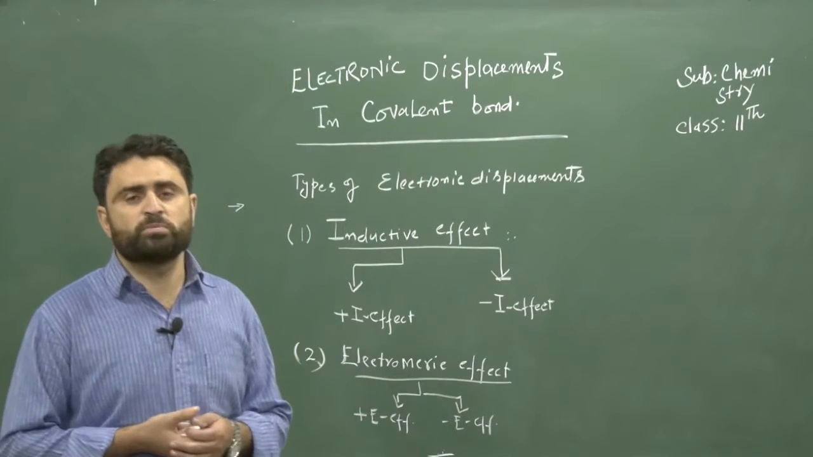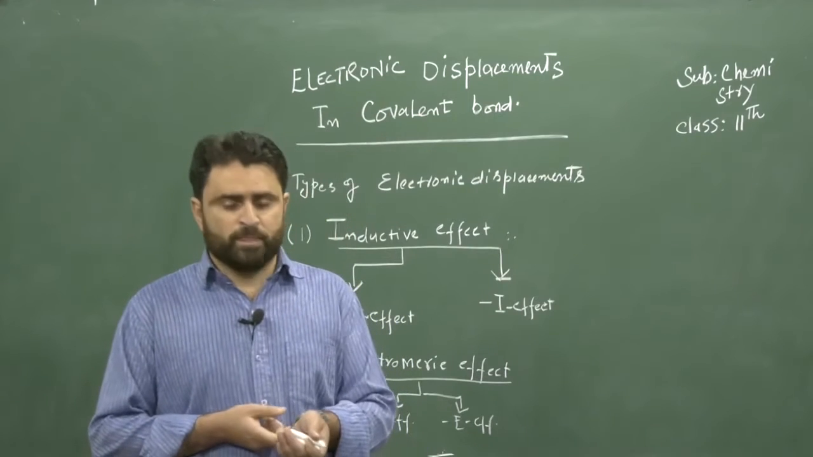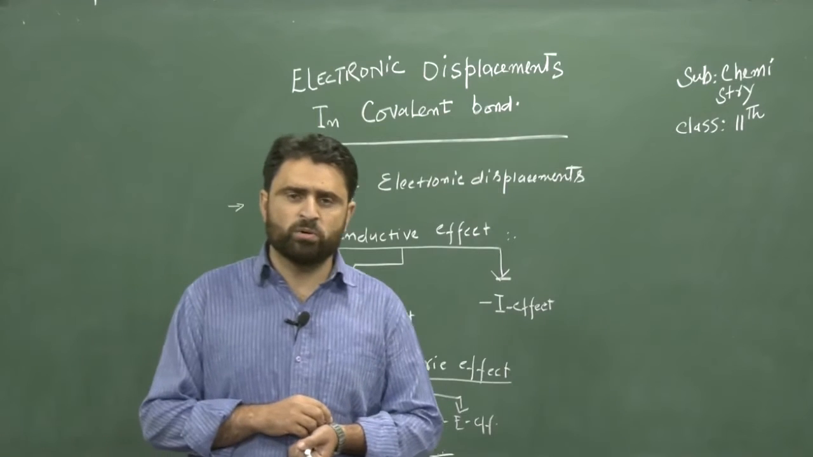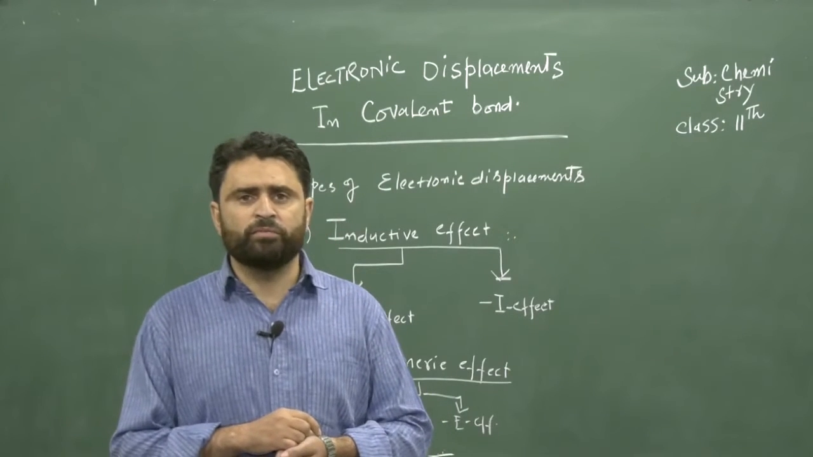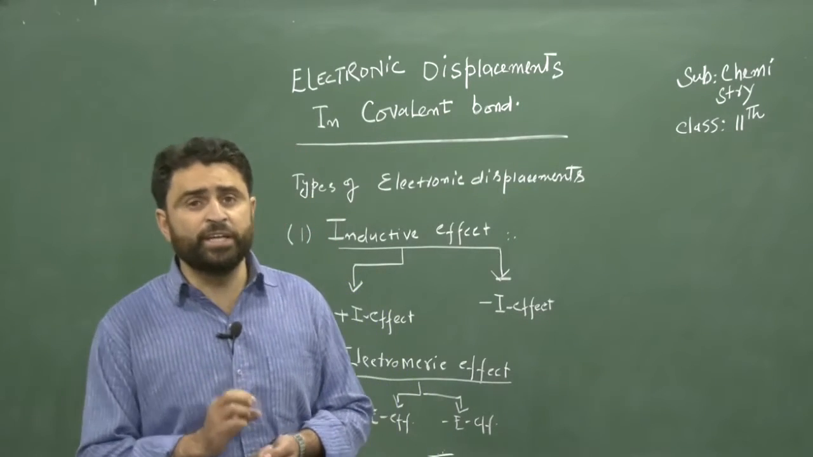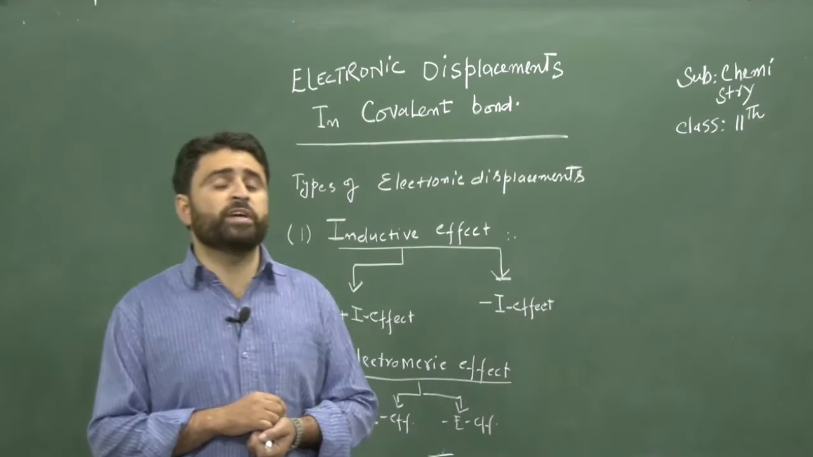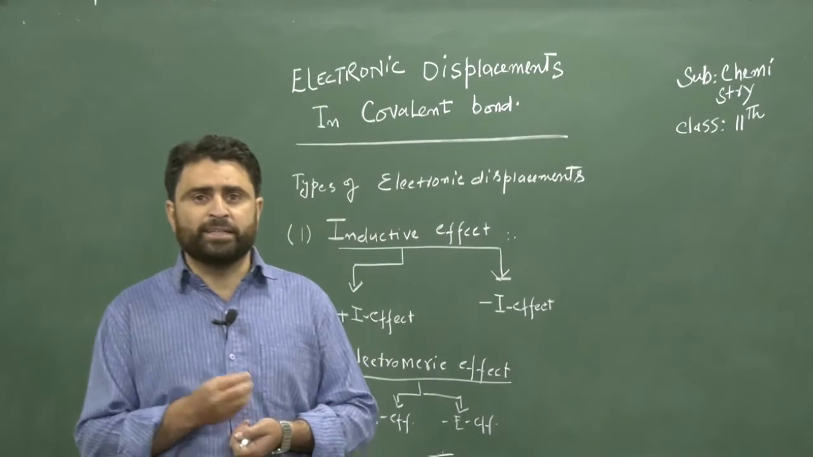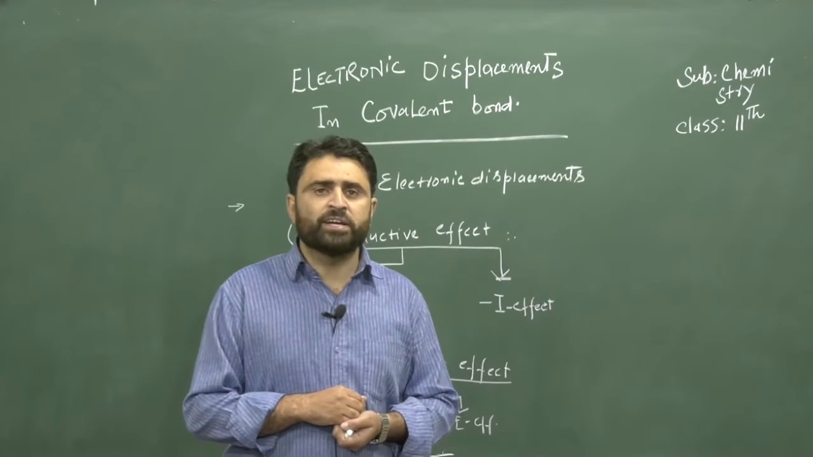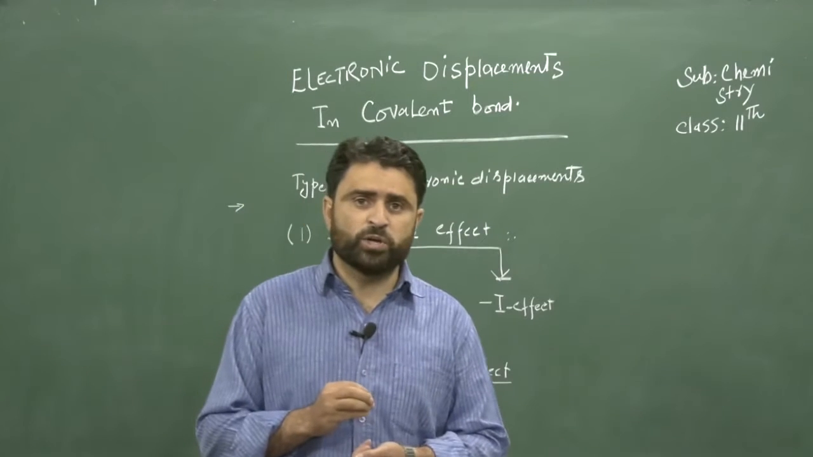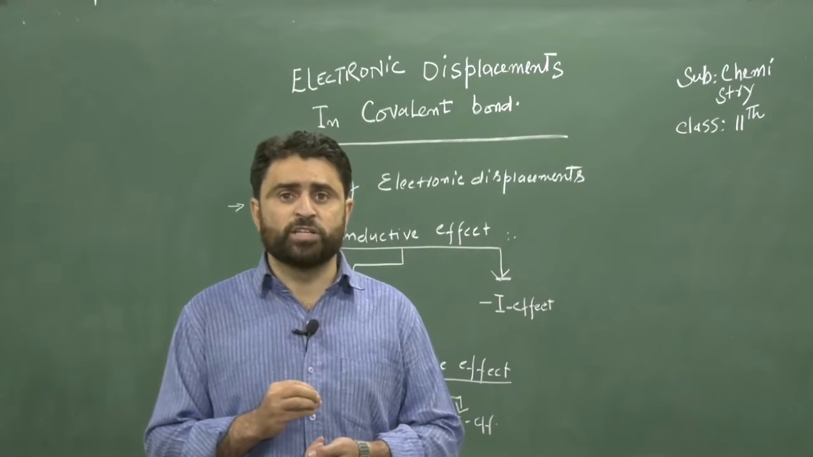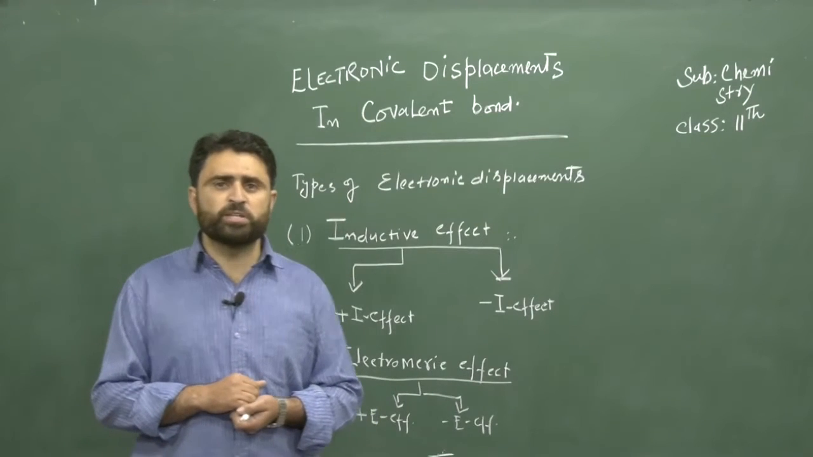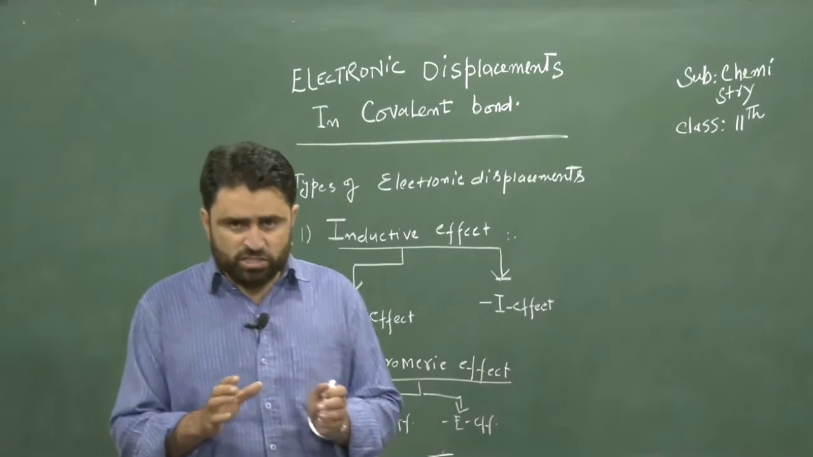This is the electronic displacements in covalent bond. First of all, certain displacements occur in a covalent bond when we attach any electronegative group, or any atom having more electronegativity than that of the atom. At that time the more electronegative atom withdraws electron towards itself, and certain displacements occur.